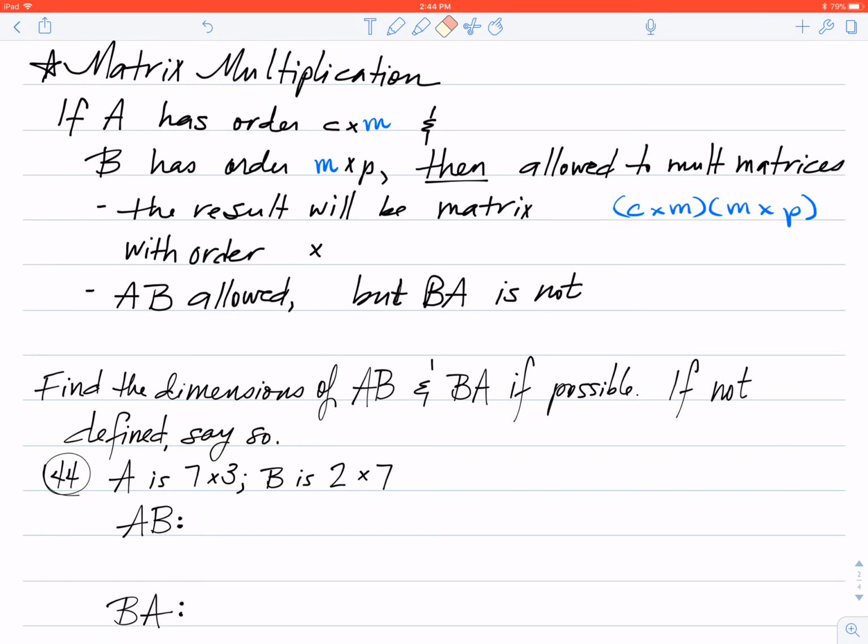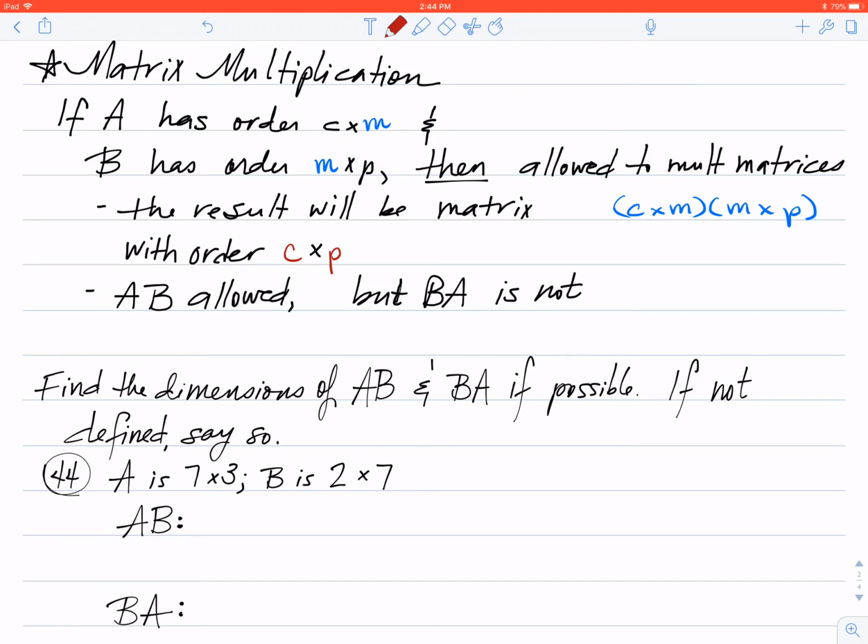Let me show you what this would look like a little bit more clearly. Matrix A had an order of C by M. Matrix B had an order of M by P. Notice those inner two are the same. That's the only time where I am allowed to multiply two matrices together, if the inner dimensions are equal to each other. Now, what's my answer going to be? The result is going to be the matrix of the two outer dimensions. So my result, in this case, will be a C by P matrix.